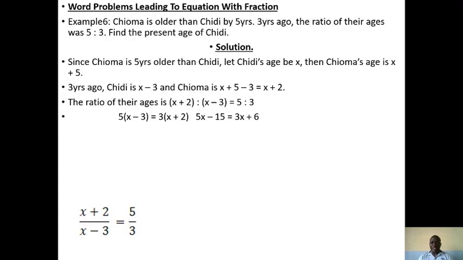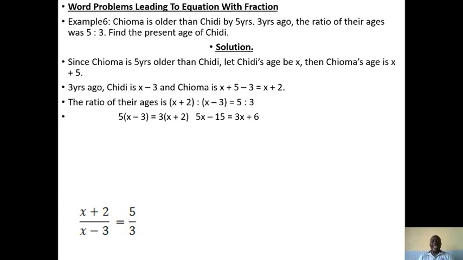So if Chidi's age is x, then Shoma's age should be x plus 5. If Chidi's age is x, then Shoma's age should be x plus 5.